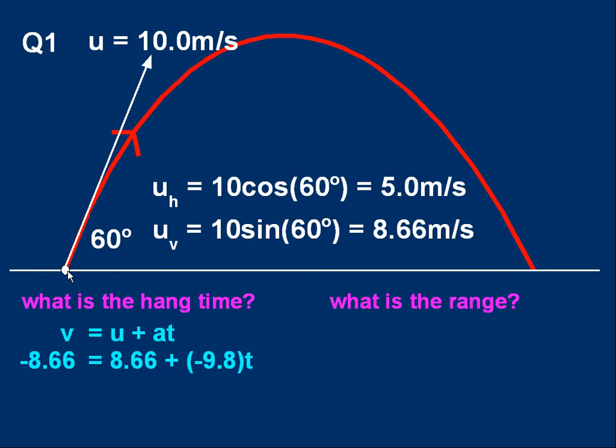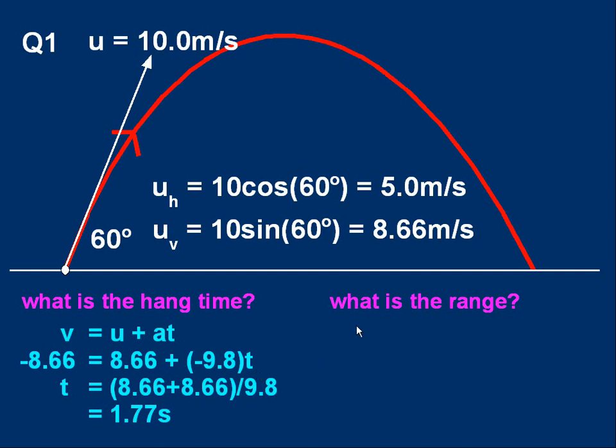The vertical component of velocity when it comes back to the ground is minus 8.66. The initial vertical component of velocity was 8.66. At is minus 9.8t. It's just the same calculation as for something thrown vertically upwards. The fact it's moving sideways at the same time doesn't matter. The vertical motion is the same as an object thrown vertically. It's the same calculation as we did a moment ago. And when we do it, it'll come to 1.77 seconds. That's the hang time.